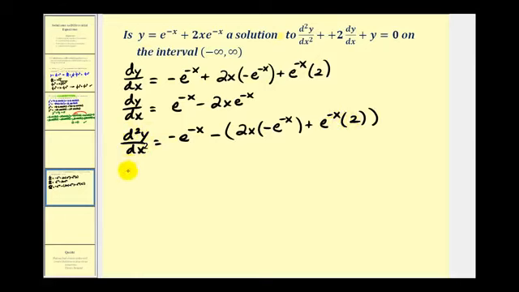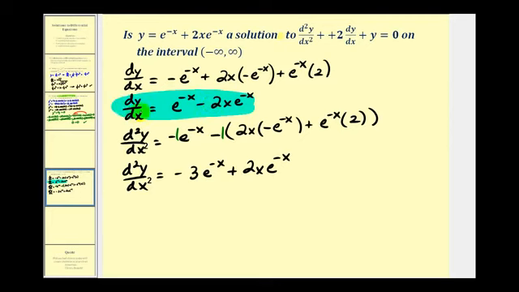Let's go ahead and clean this up. Notice here if we distributed negative 1 here, we're going to have negative 2e to the negative x. Here's a negative 1 e to the negative x. So we have negative 3e to the negative x. And then this product here is going to be a positive, so plus 2x e to the negative x. So now using the first derivative here, we'll perform substitution into our equation. And then we'll use our second derivative here, perform substitution here.